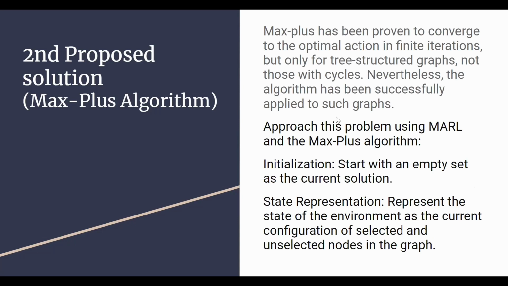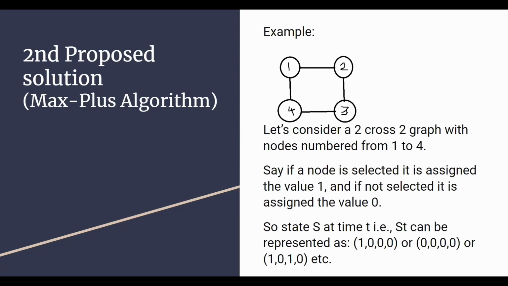So yes, now we can approach this problem using multi-agent reinforcement learning and the Max Plus algorithm in the following steps. So first we need to initialize, that is we need to start with an empty set as the current solution. State representation: represent the state of the environment as the current configuration of selected and unselected nodes in the graph. So I will explain this with an example.